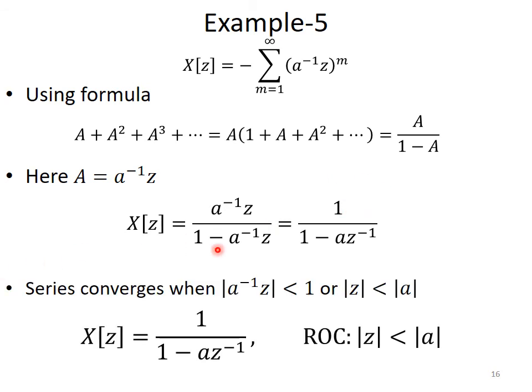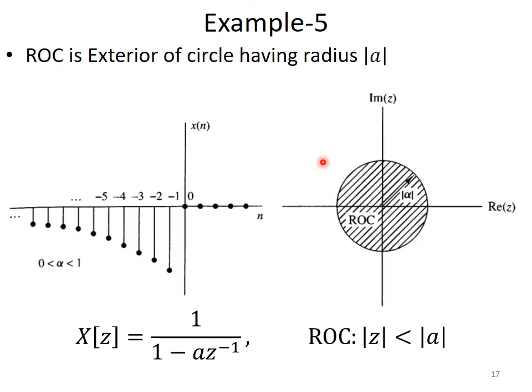So this sequence is converging as long as the magnitude of a power minus 1 into z is less than 1, or the magnitude of z is less than magnitude of a. So you can see the region of convergence is now inside the circle of magnitude a, not outside the circle. So the interior of the circle. So the region of convergence for this sequence is inside a circle of magnitude a.